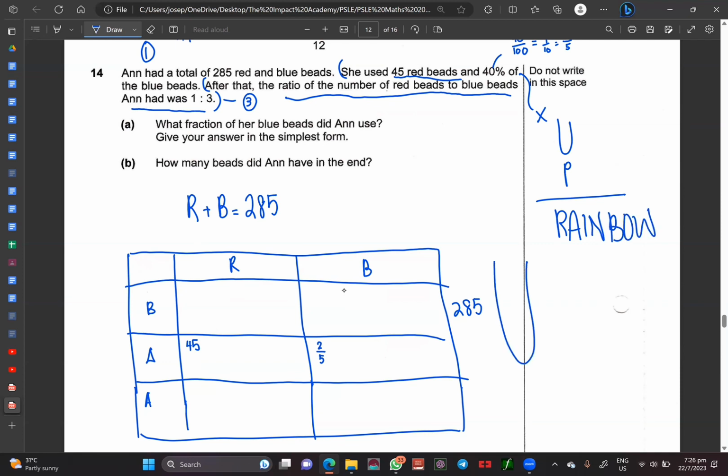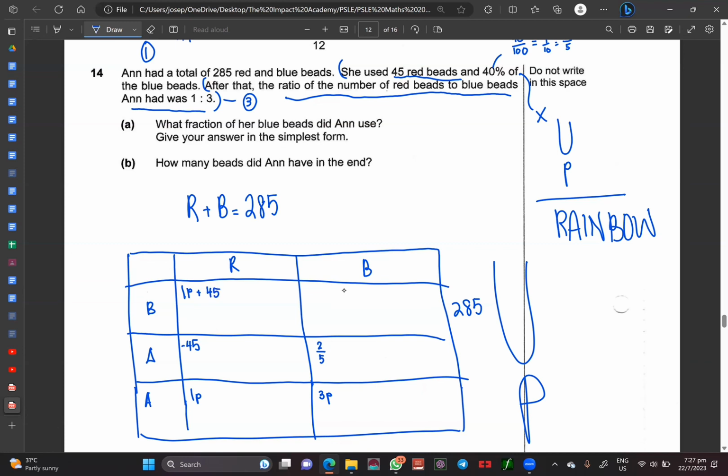And if this is units and parts, I'll put U and P over there. So therefore, for my red will be 1 part, for my blue will be 3 parts. So you work backwards and you realize that this is 1 part because this 45 is used. So this is minus. So therefore, this is 1 part plus 45.